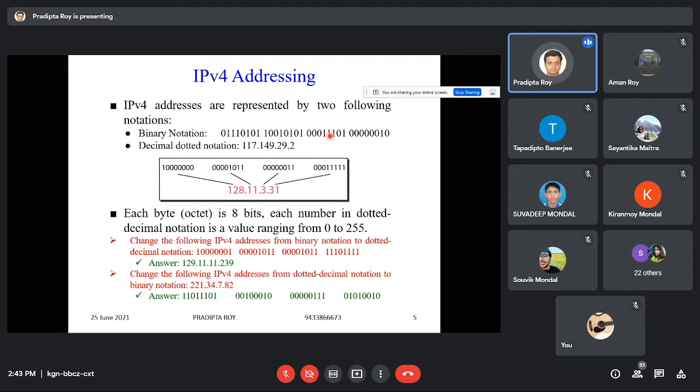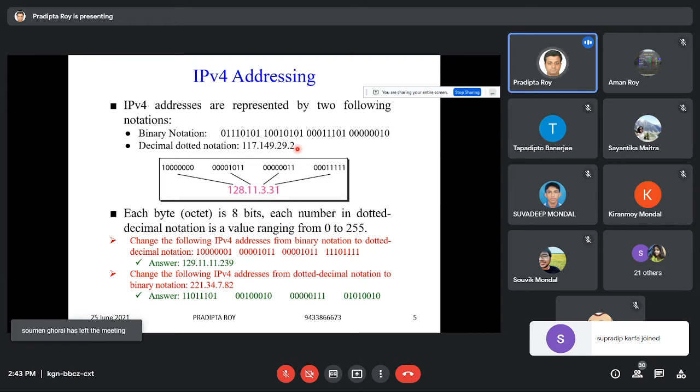And the last octet consists of six consecutive zeros, then 10. So the equivalent decimal number is 2. The same 32-bit pattern can be represented with the help of decimal dotted notation, that is 117.149.29.2. So it is comparatively a convenient way to remember.